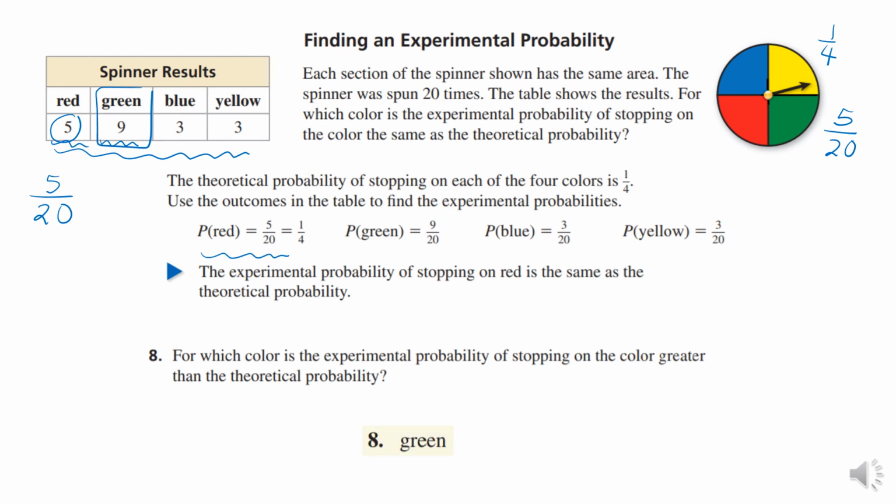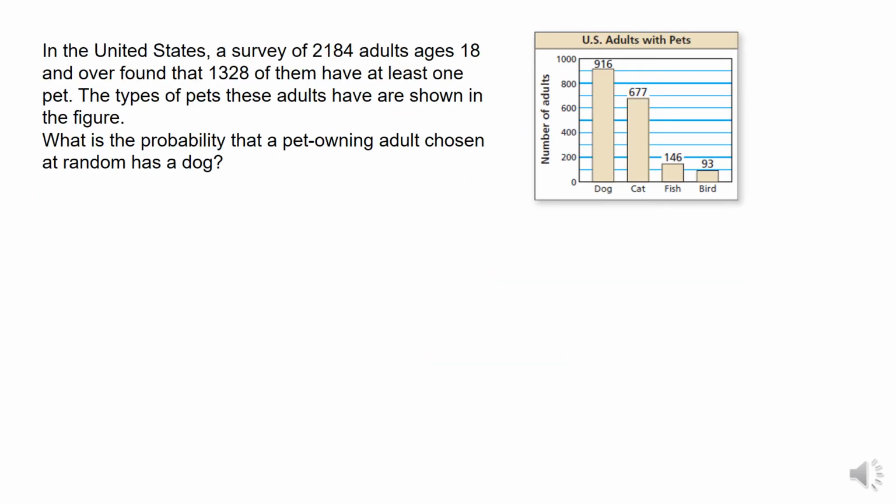Okay? So experimental probability changes because you get actual results, which you then compare to the theoretical probability in some cases. Okay, in the U.S., a survey of 2,184 adults aged 18 and over found that 1,320 of them have at least one pet. The types of pet these adults have are shown in this figure. What is the probability that a pet-owning adult chosen at random has a dog?